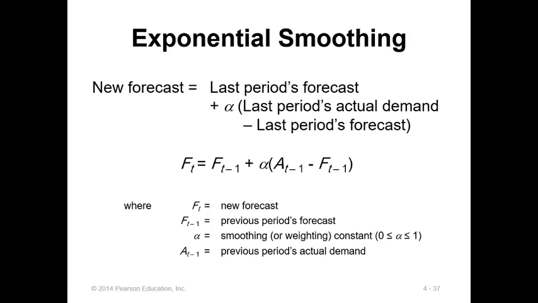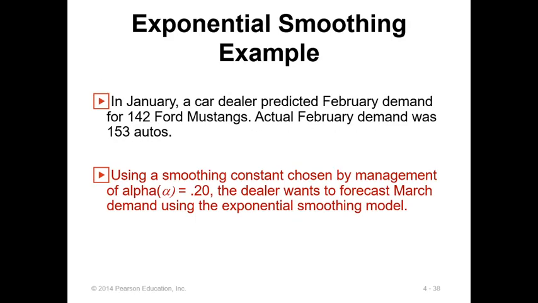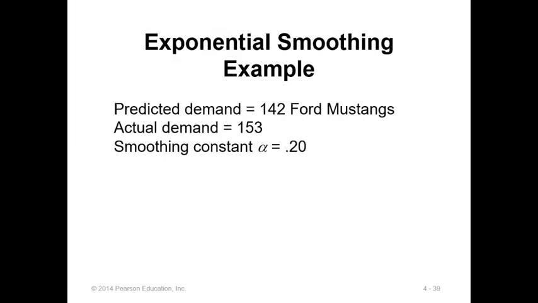Okay, let's apply it with a simple example. We have here an example on exponential smoothing. Let's say in January, a car dealer predicted February demand for 142 Ford Mustangs. Actual February demand was 153 cars. Now, using the smoothing constant, given alpha 0.20, the dealer, or the management, wants to forecast March demand using the exponential smoothing model. Let's see how we will apply it. It's very easy. We will just use the formula.